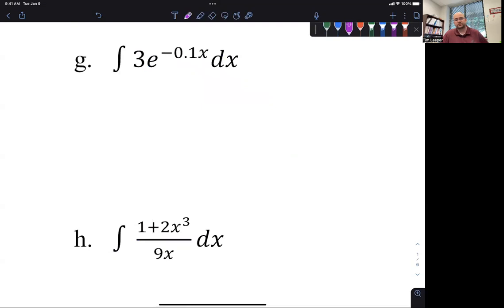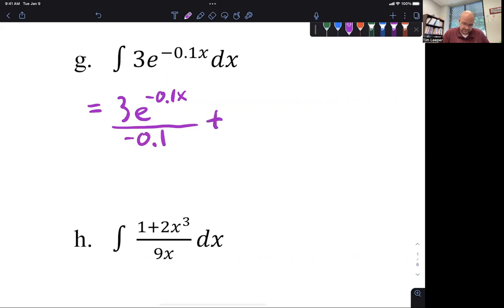Letter G is the integral of 3e to the negative 0.1x dx. So to find this integral, first of all, notice that we have an exponential here. And we have the 3 here. So really all we have to do is rewrite the exponential, 3e to the negative 0.1x. And then we divide by the derivative of the exponent. Now the derivative of the exponent is negative 0.1. And that really is it.